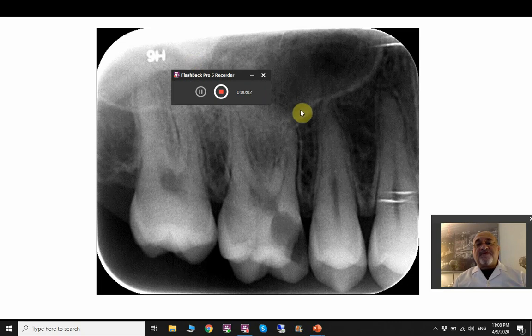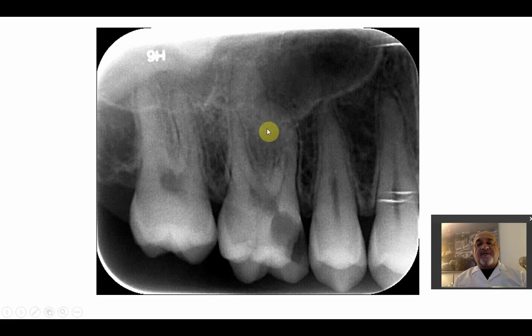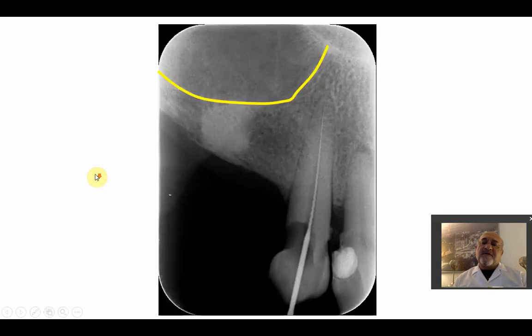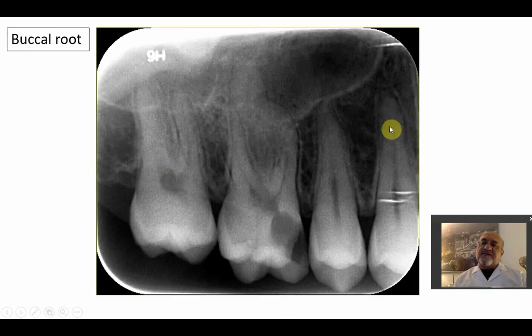And the palatal root, as you can see here, is located, the longest root over here. So you can see again, you can trace it from the PDL. Roots of the other teeth, palatal root and the buccal root, and of course you can see here the PDL and the lamina dura of the other teeth.